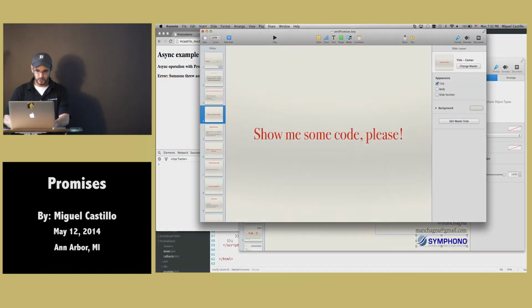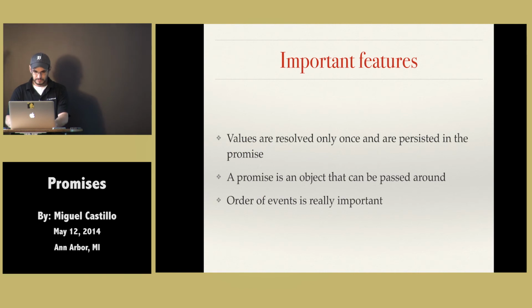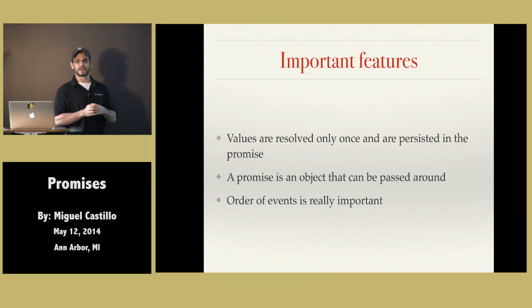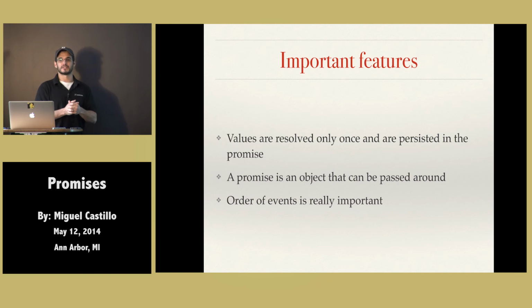Okay, rushing a little more. Some of the important features of promises: the values are persisted in the promise itself. Once the promise is resolved, that's the value you always get. You can't change it, so they're immutable in that regard. If it fails, you're always going to get a failure. That's really nice because you can pass that object around and always have that value cached, and you can propagate it through your entire application without having to reevaluate, for example, an AJAX call.